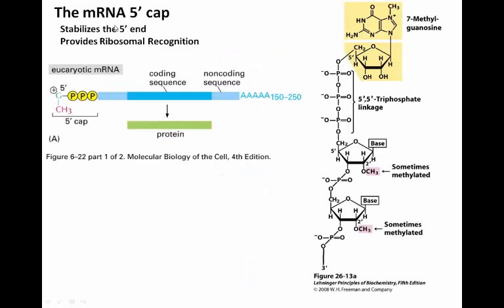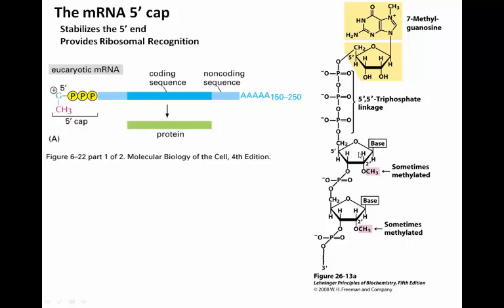So the mRNA cap, what's it all about? It stabilizes the 5' end of the pre-mRNA, and it provides ribosomal recognition. Here's our eukaryotic mRNA. Here's the cap. The cap has a methylated G on the end, and it's linked via a triphosphate linkage to the 5' end of the pre-mRNA. Here's our 7-methylguanosine. There's the 7-methyl. Here's our 3 phosphates.